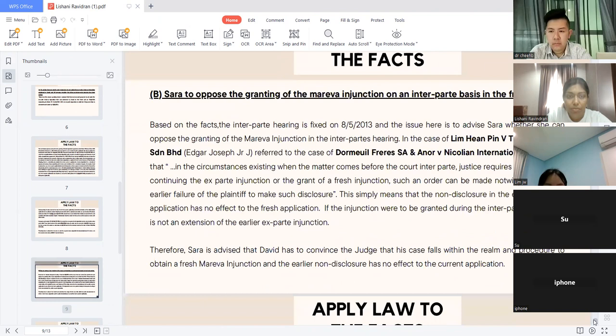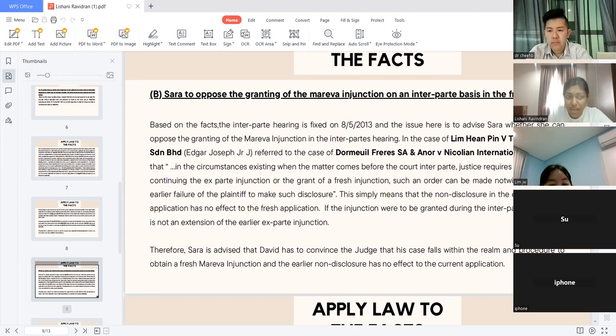Sarah to oppose the granting of a Mariva injunction on an inter partes basis in the fresh action. Correct? So now there is an inter partes hearing. Correct? She wants to oppose that. The issue they're asking here is whether she can oppose the Mariva injunction during the inter partes hearing, because the ex parte injunction was granted.